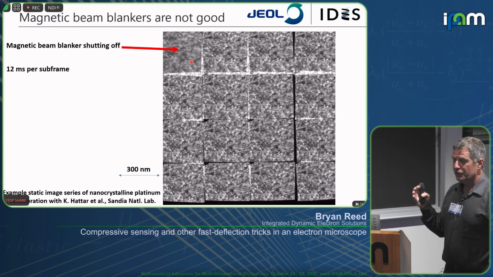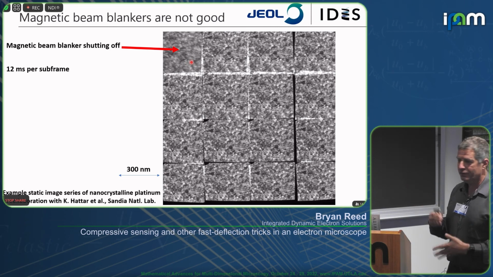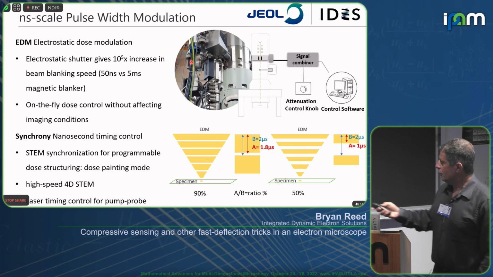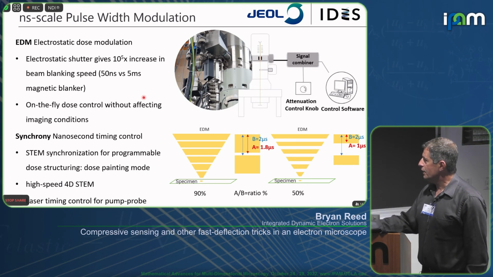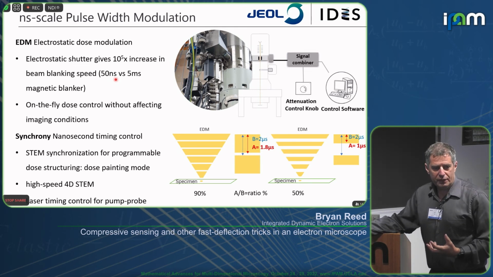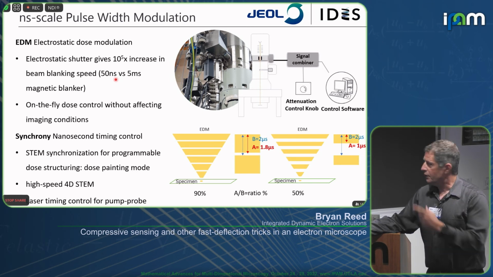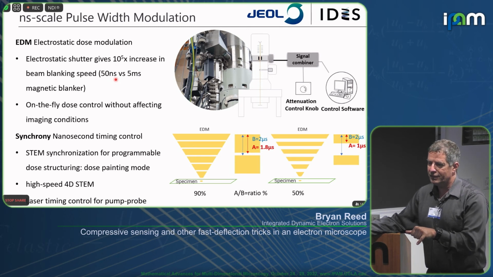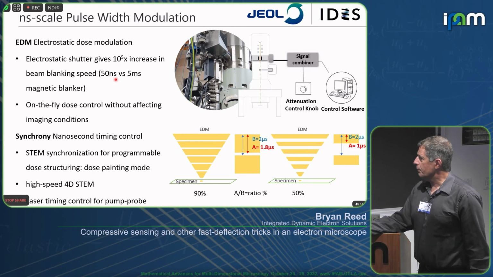So milliseconds is crazily slow. But we can switch in tens of nanoseconds. So being able to do that is a vast increase in the beam blanking speed, and it gives you a lot of room to play tricks for how you're going to use that. The reason that people don't normally blank the beam during the flyback is because the magnetic beam blanker is too slow. If I have a 500 microsecond flyback time and it takes 10 milliseconds to blank and unblank the beam, that's just not even an option.